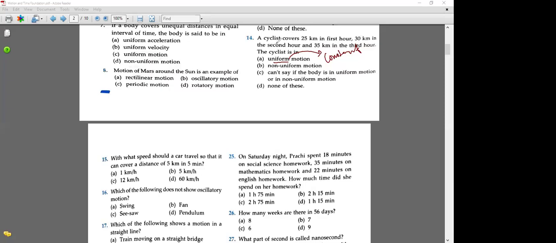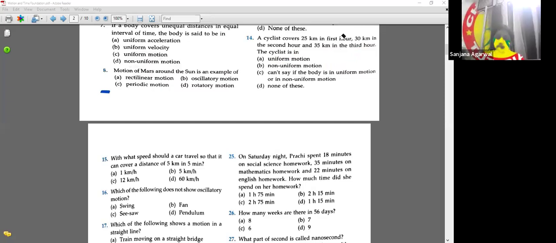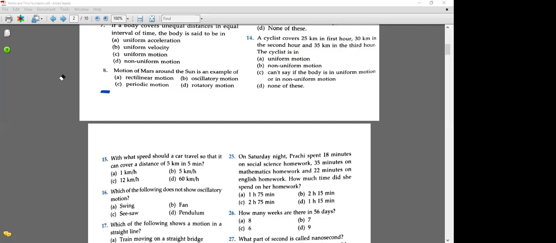So ma'am, if the question was 25 kilometers in the first hour and another 25 kilometers in the second hour, it would be uniform speed, right? Yes, yes. Okay, ma'am.